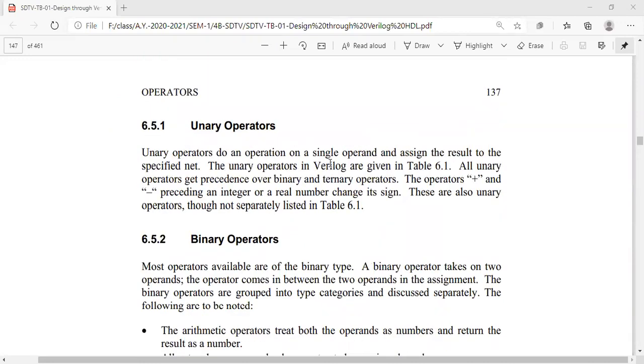A unary operator means we'll be having a single operand. Operand in the sense your variable, may be A or B or C like that, which has some number of bits to it. So that is a unary operator. If your operation is based on a single operand, it is called a unary operator.